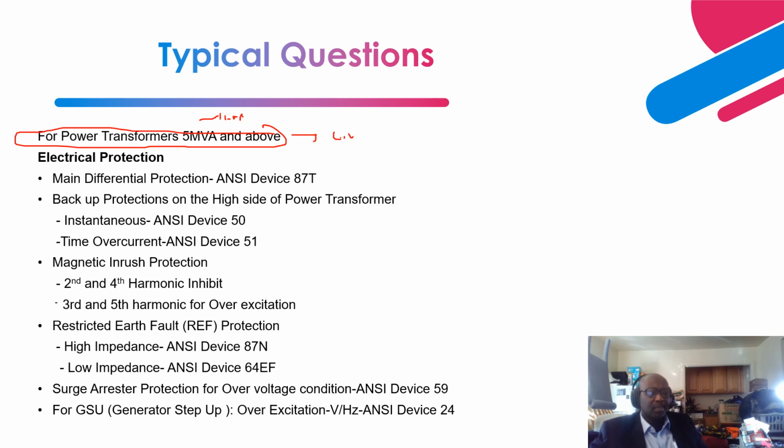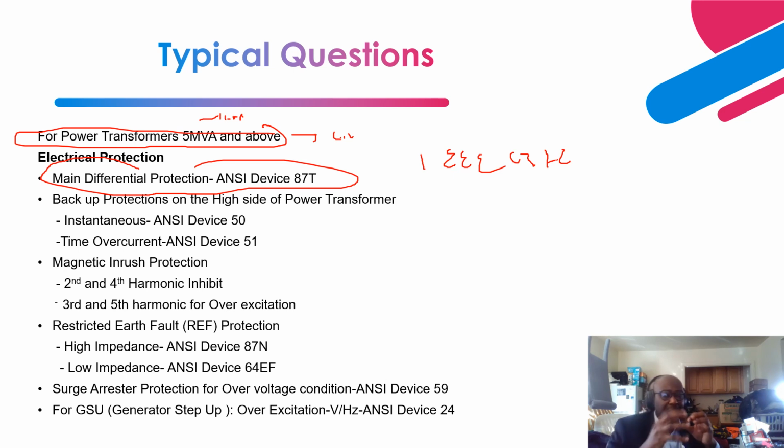So for electrical protection, the first protection is differential protection. That is ANSI device 87T, right? And this is the main protection scheme for power transformers. One of the things you want to add to this is the ANSI device designation number based on IEEE C37.2, right? If you add that, it tells the interviewer that you know what you are talking about, because protective relay engineers utilize numbers as their language jargon, right?